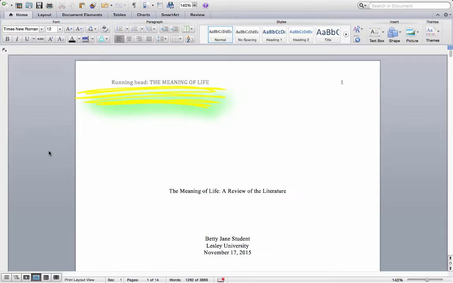Here at the top of the page we see the running head. A running head is a shortened version of your title, printed in the left-hand margin at the top of each page, including the title page. It should be no longer than 50 characters with punctuation and spacing. Here on the title page, include the words Running head, capital R, lowercase h, followed by a colon and then a space, and finally the text of the running head in all capital letters.